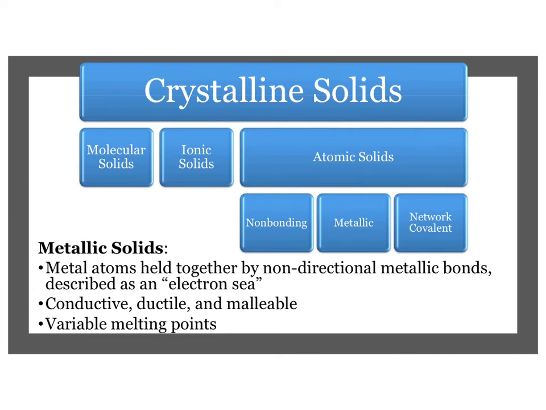Our next category of atomic solids are made up entirely of metal atoms. Metals are unique in that they possess non-directional metallic bonds, which means that you can think of the metal nuclei as being surrounded by a sea of electrons shared between them. This leads to the unique properties found in metals, including their ability to conduct heat and electricity, to be drawn into thin wires, or ductile, and to be hammered into thin sheets, malleable. The only property you can't rely on to help you characterize metallic solids are the melting points, which tend to vary quite a bit.